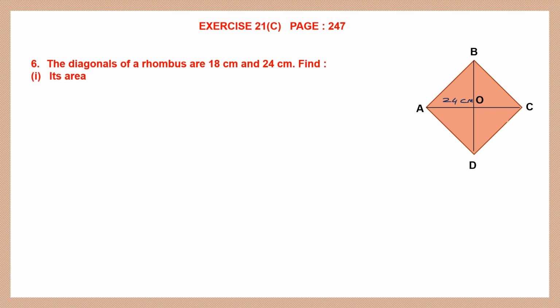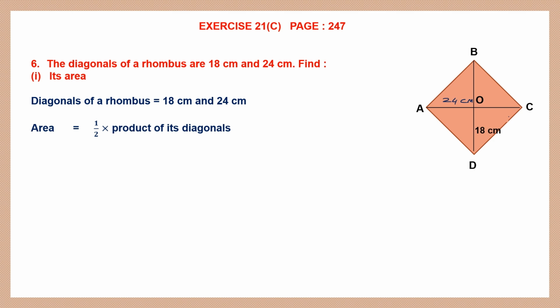This is simple. We just have to apply the formula. Diagonals of the rhombus are given and the area is half into product of its diagonals. So that means 1 by 2 into product of its diagonals, which means you multiply, so 18 centimeters into 24 centimeters. Now we just have to simplify this. Cancel: 2 9s are 18, and then we multiply 9 into 24, and that is 216. We have found the area. So the area will be 216 centimeter square. This is our final answer.